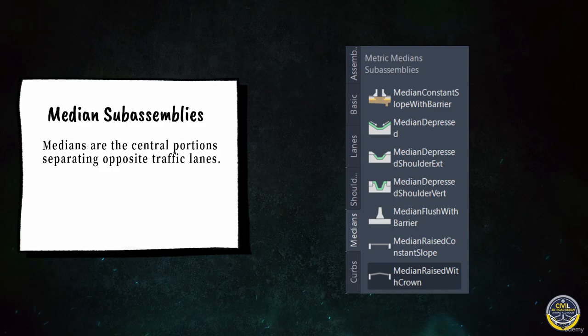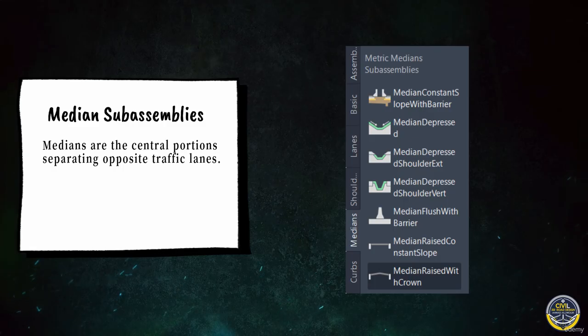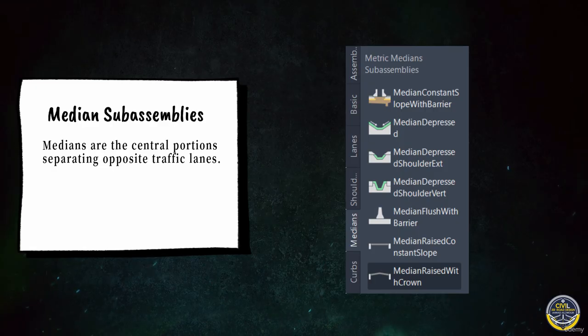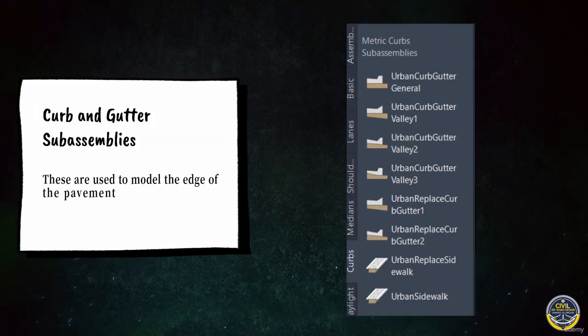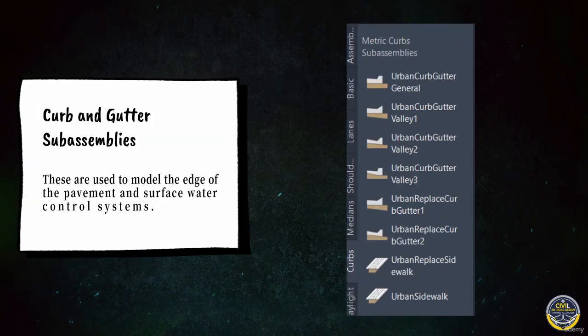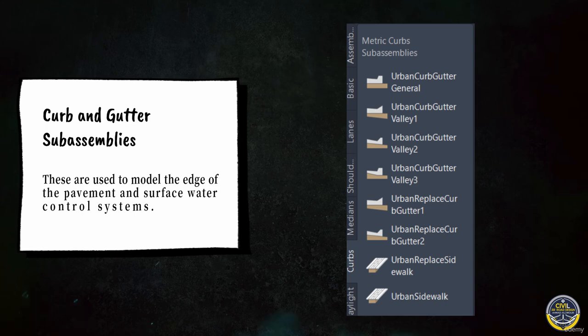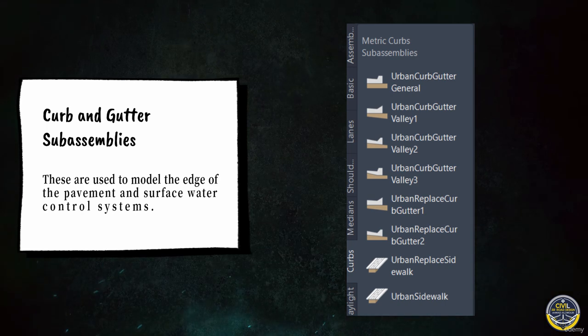Median subassemblies. Medians are the central portion separating opposite traffic lanes. Civil 3D includes median subassemblies that can be flat, raised, or include barriers and drainage elements, depending on your design standard. Curb and gutter subassemblies. These are used to model the edge of the pavement and surface water control systems. Typical examples include urban curb and gutter general.